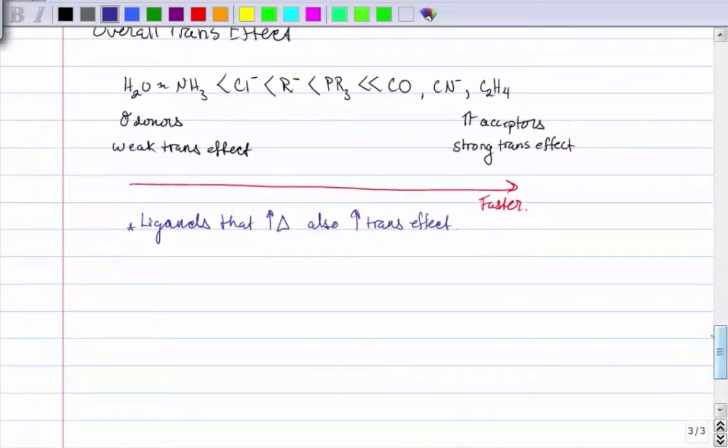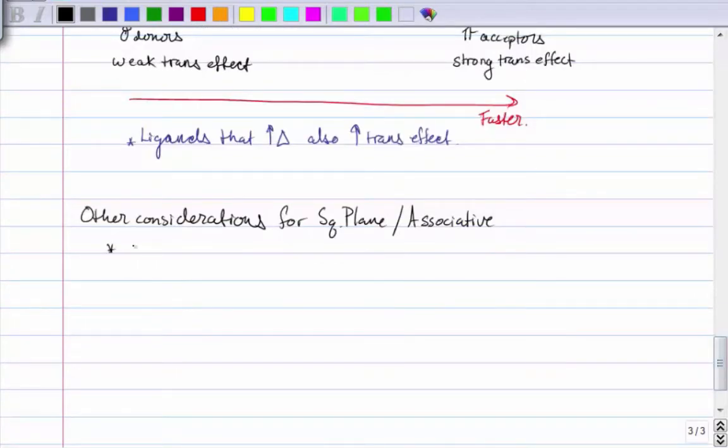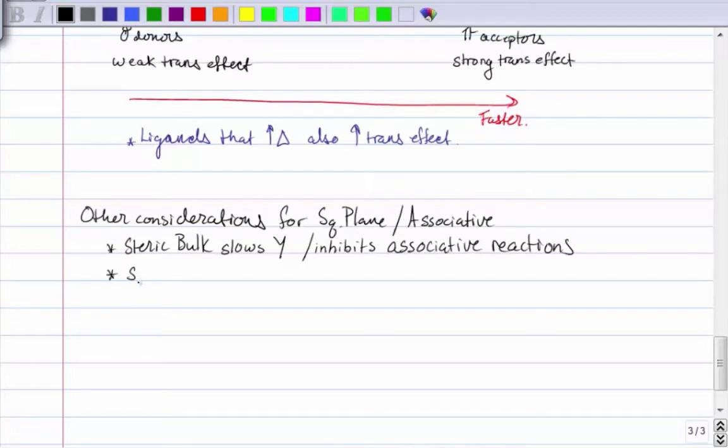Other considerations that don't have to do with the trans effect. Remember, again, we're talking about square planar complexes with associative reactions. If you have bulky ligands, it slows the entering group, which I'm going to call Y, and therefore it inhibits your reaction, or more specifically, it inhibits associative reactions. So, for example, if I had a platinum that had a t-butyl group over here, and then a P with tri-isopropyl phosphine. If you had really bulky ligands, and let's say this was our leaving group, Y is not going to want to come in there because it's bulky, okay?